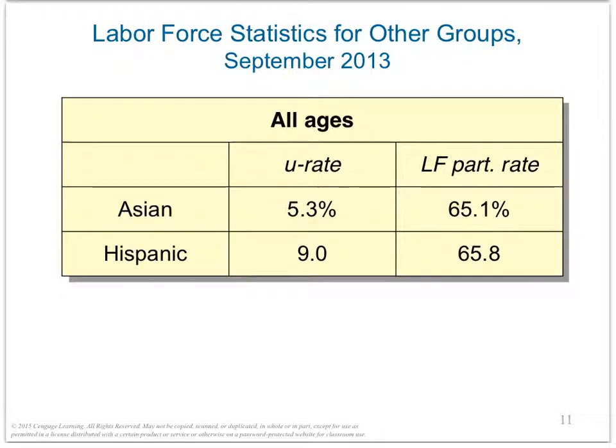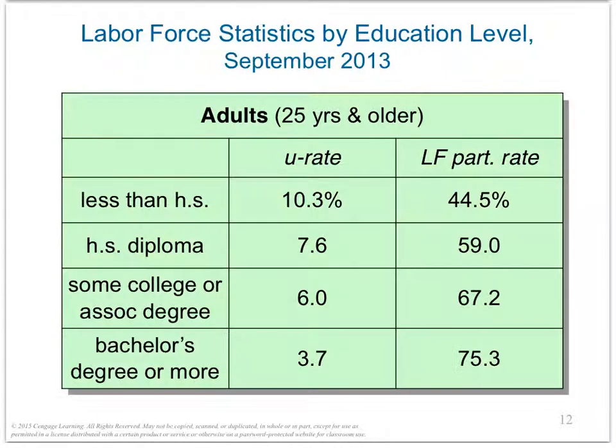And when you look at other ethnicities, Asian and Hispanic, labor force participation is very similar between Asian and Hispanic, 61.1 to 65.1 and 65.8, but there are differences for unemployment rate, 5.3% for Asian, for Hispanics it's 9%.